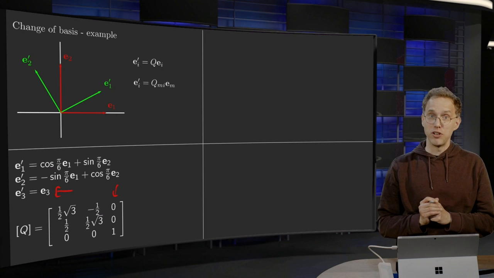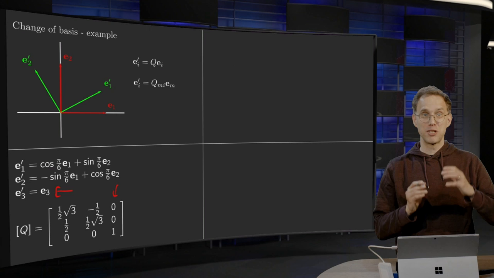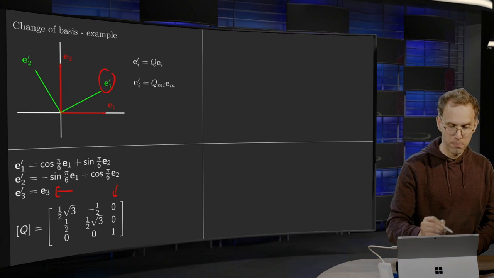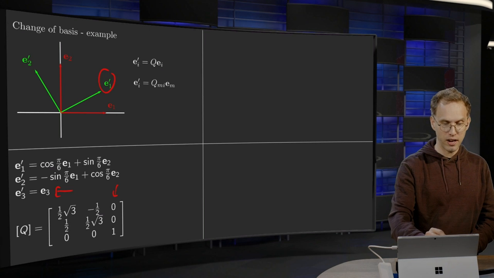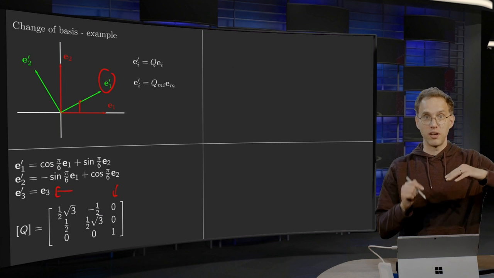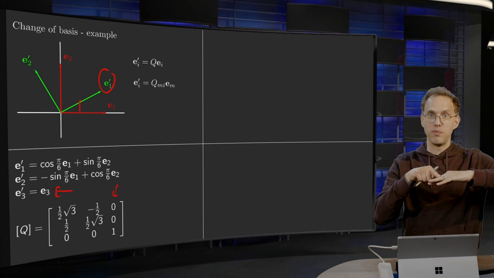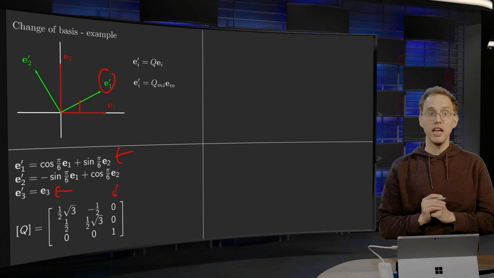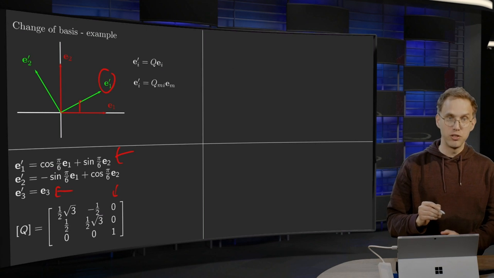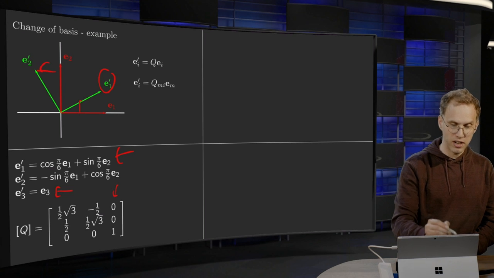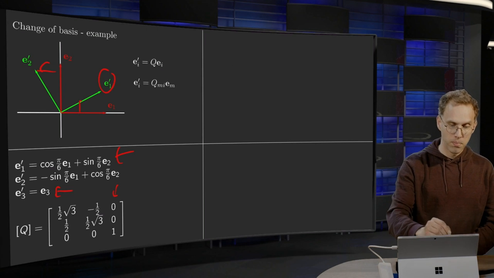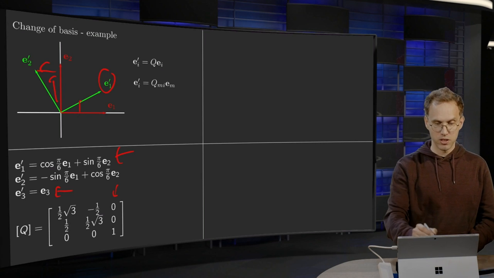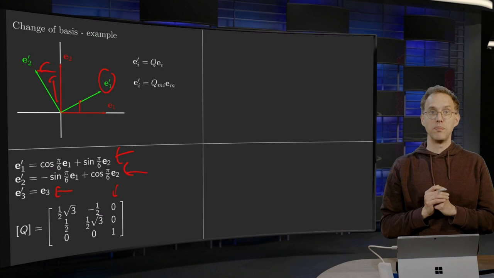Now for the first and the second columns, we have to express e_1' in e_1 and e_2. Here we have our e_1'. The angle over here is pi over 6. So we get the cosine of pi over 6 times e_1 plus the sine of pi over 6 times e_2. That's for our e_1'. And for our e_2', we get minus the sine of pi over 6 times e_1 plus the cosine of pi over 6 times e_2. So there we are.